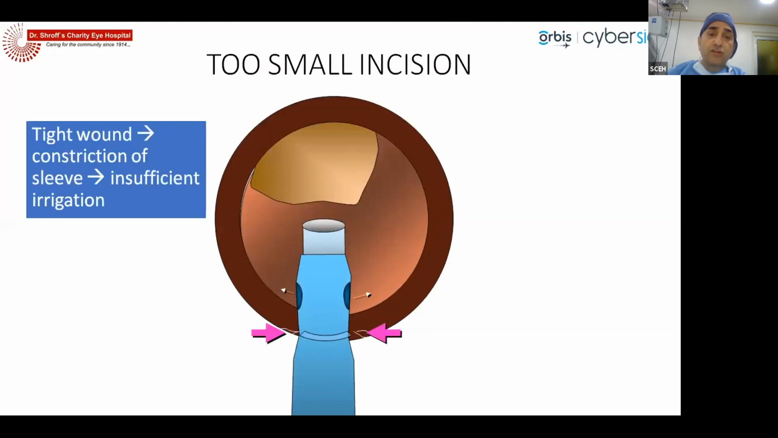If the incision is too tight, again, there's not enough fluid going in, and it will constrict the collapsible tubing through which the fluid has to go in, and there'll be insufficient irrigation. The other thing it'll do is it'll cause a wound burn, because the fluid that runs out from the wound dissipates the heat, and it protects the corneal endothelium as well as corneal collagen at the wound site.